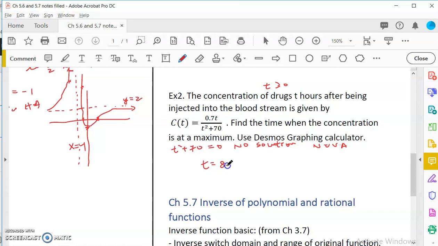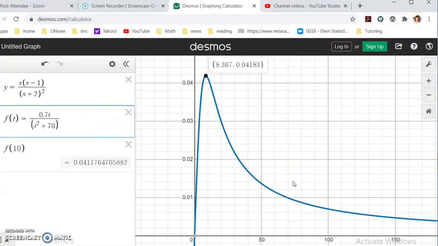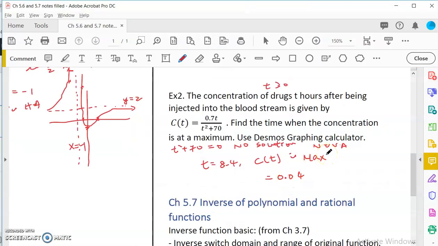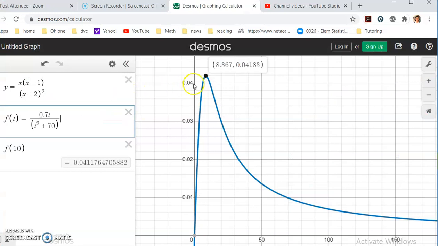So the time equal to 8.4 hours is when the concentration is maximum, equal to 0.041. That's good enough. So that's how you do a work problem. Usually it is to find out the long-term effect: if you have some concentration, will it ever drop to 0? And in certain cases, where a graph does not have a vertical asymptote, it might have a maximum. So you use a graph to find it.